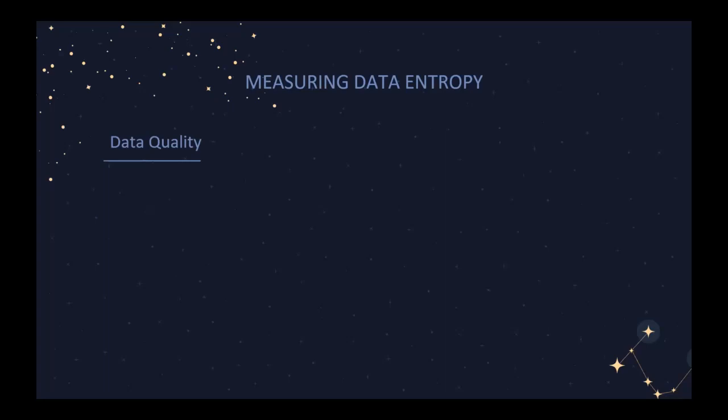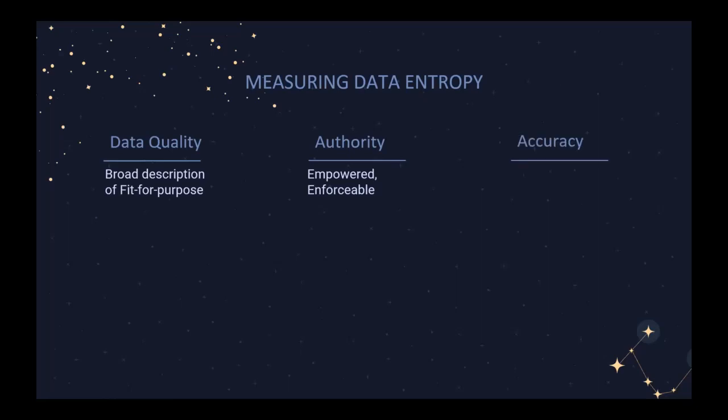So we've got things like data quality, which is a very broad description of what is fit for purpose in our environment. We've got the authority of data, which is: is the data empowered? Is there legislation behind it? Can it be enforced? We've got accuracy of data. Once it's available, is it actually useful, error-free, reliable? Can we use it?